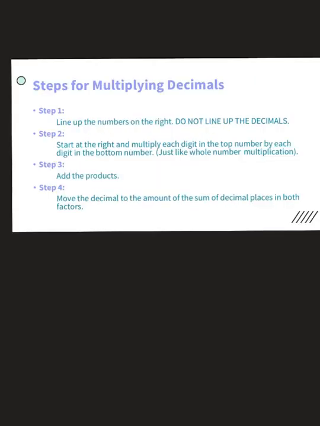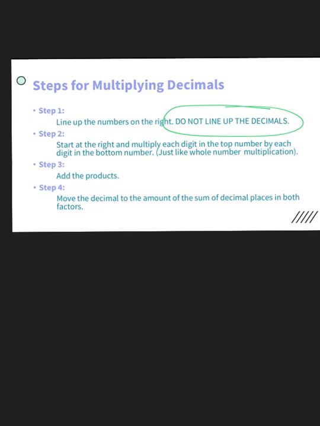So this first slide, the steps for multiplying decimals, is for your use. This is a great resource for you to use as you go through these problems. As we go through these problems, we're going to be following all 4 steps as well. So step 1 is to line up the numbers on the right. It's different than adding and subtracting decimals. For multiplying, you do not line up the decimals. So adding and subtracting decimals, yes, we have to line up the decimals. For multiplying, you do not. You line them up on the right-hand side, and we'll show that in a minute.